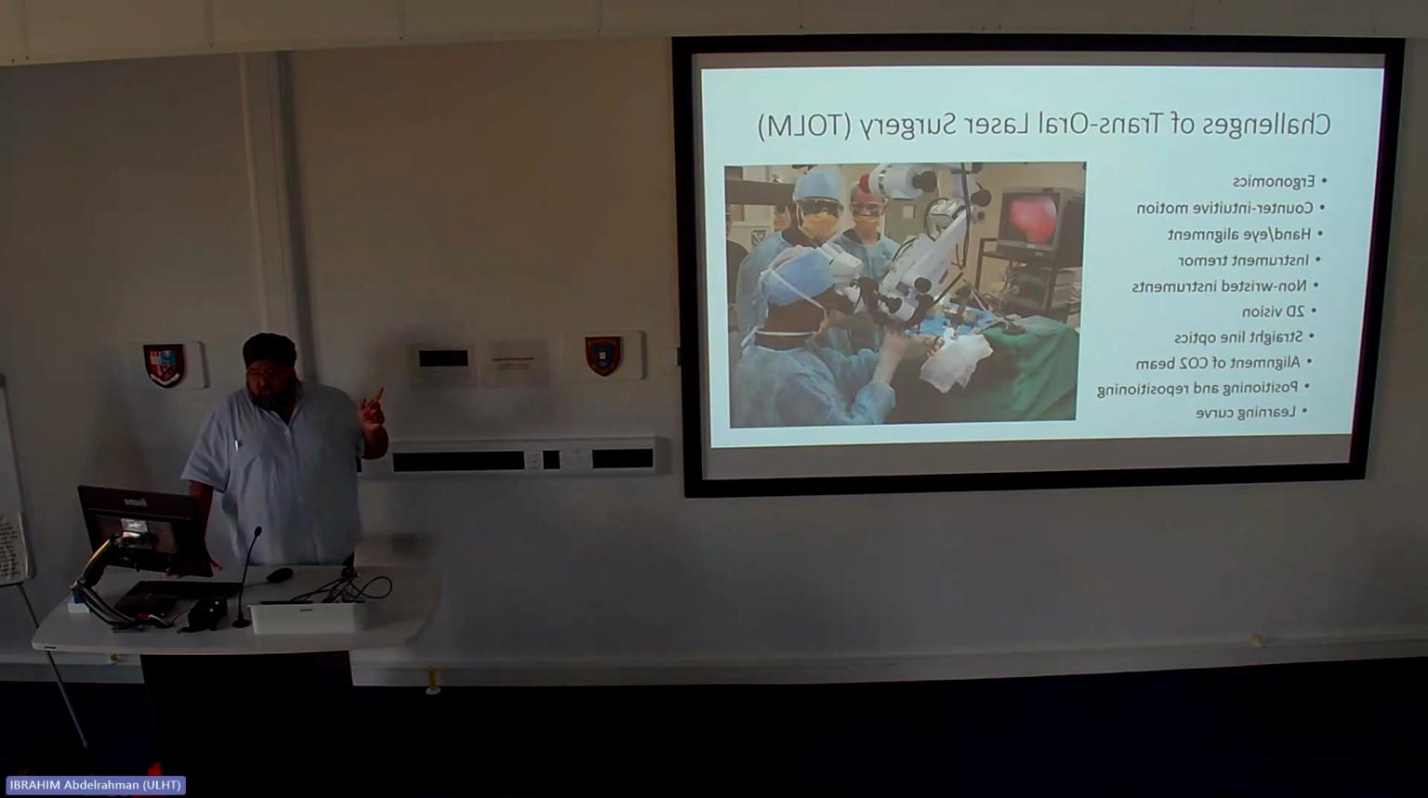You've often got to kind of 2D vision. It's slightly different when you've got the microscope there. You have to work on what are called straight line optics. You need to look at the alignment of the CO2 beam, and I can honestly tell you it's an absolute pain in the arse when the CO2 beam is not working properly. Very technical term.